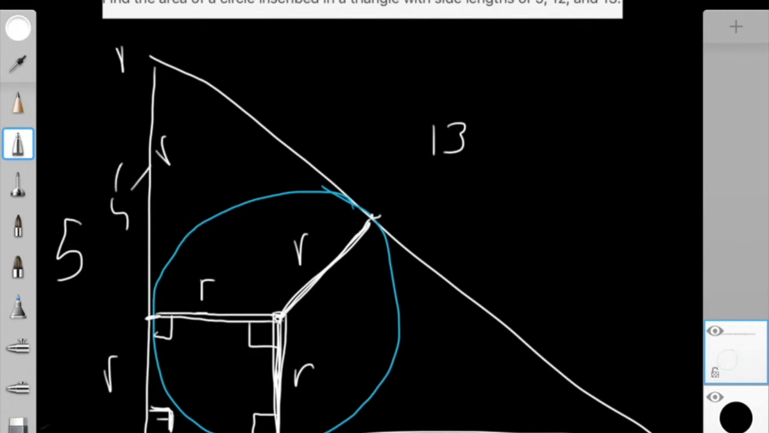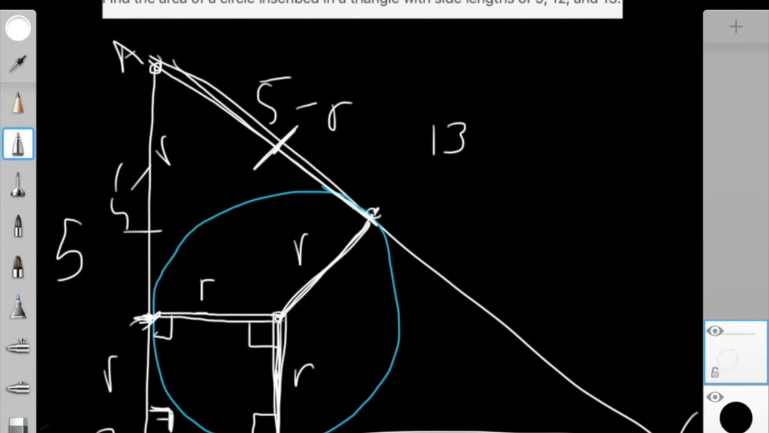Now let's call these points A, B, and C so I can reference them easier. Now AB is going to be 5 in total, and that means this point from A to where the circle meets AB is going to be 5 minus r. Then this tangent here is also going to be 5 minus r, because 2 tangents to a circle always have the same length. So this and this are equal.